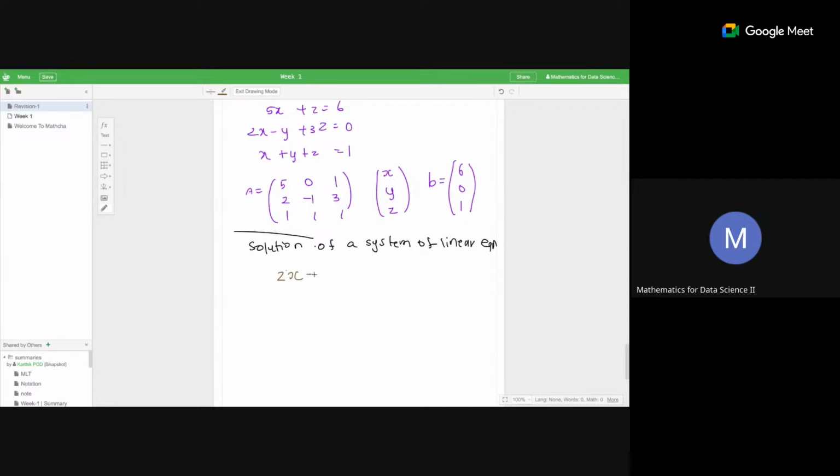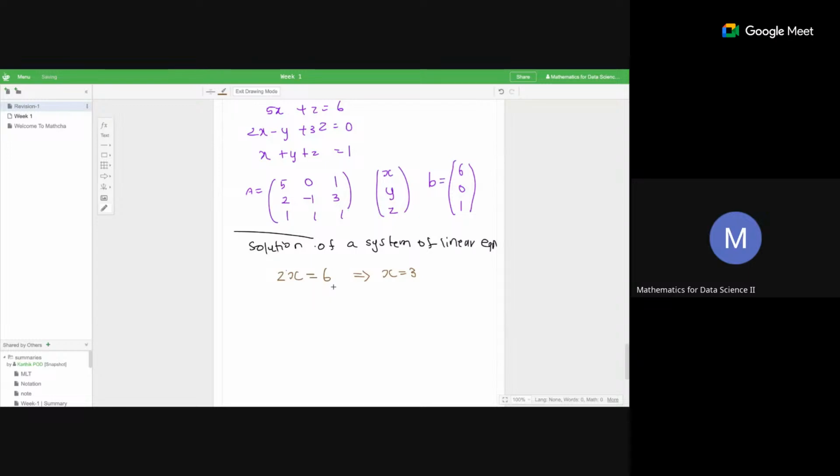So 2x is equal to 6. Is this a linear equation? Yes, ma'am. So now for this, what is the solution? x equals 3. You know that a solution is a value, so when you substitute it in place of the variable, it should satisfy the equation, right? Yes, ma'am.